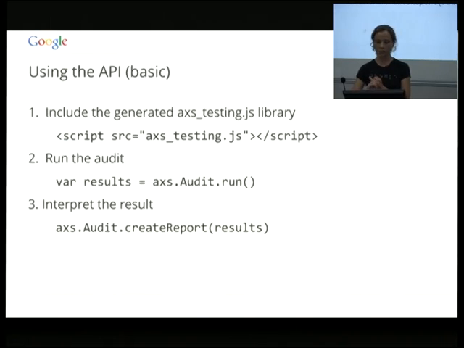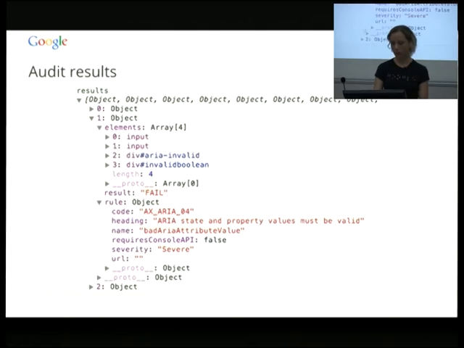So to use the API, the easiest way is to simply put a script tag on your page with the testing library, after everything's loaded, obviously. Run the audit, which is just axs.audit.run. And then you can create a printout of the audit report using axs.audit.createReport with the results object that comes back.